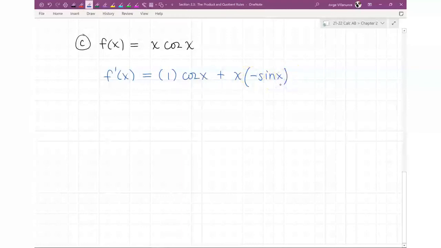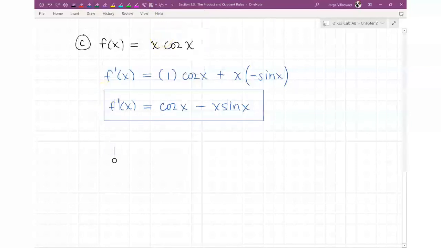Now, I want to give you guys a word of caution. Notice how I'm using parentheses around that. A lot of people, sometimes they just leave it like this. So notice how it looks like it's a subtraction. Okay? Be careful. It's a very common mistake that people don't put parentheses around their answer. And now they think they're subtracting sine of x, not multiplying it. Okay? So I get cosine of x minus x sine of x. And that's it.